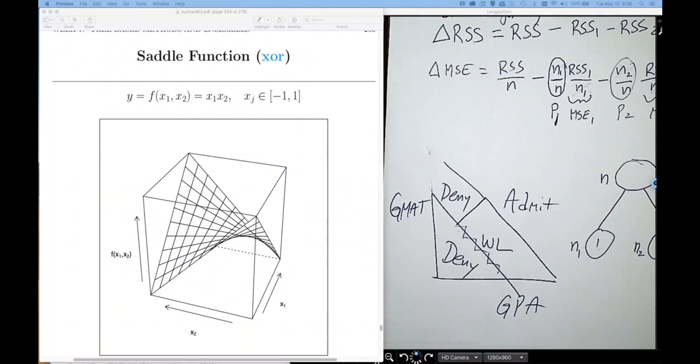So the function that I have in mind is called the saddle function. So the saddle function is just, y is equal to x1 times x2. We've talked a little bit about this back when we discussed generalized additive models. This was an example of a function that was not additive. Okay, so it's not additive because we have a product of these two terms.